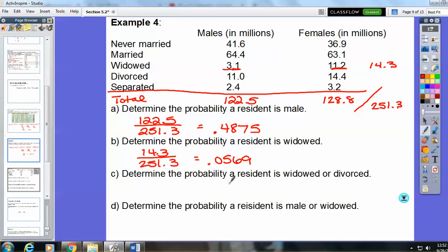Everybody know how we're getting these? Part C, the probability that a resident is widowed or divorced. Let's write it out. So I want the probability that they're widowed plus the probability they are divorced minus the probability that they are widowed and divorced.